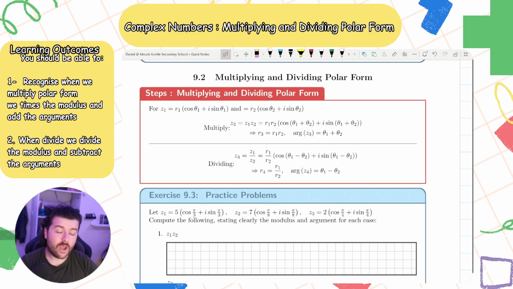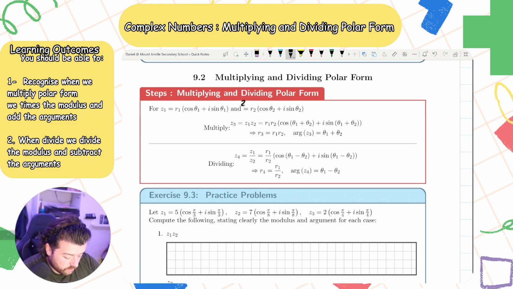It's very straightforward. When we're multiplying two numbers in polar form, say for example z1 is equal to r1 times cosine theta 1 plus i sine theta 1, and z2 is equal to r2 times cosine theta 2 plus i sine theta 2. So this is just the first modulus, first argument, second modulus, second argument.